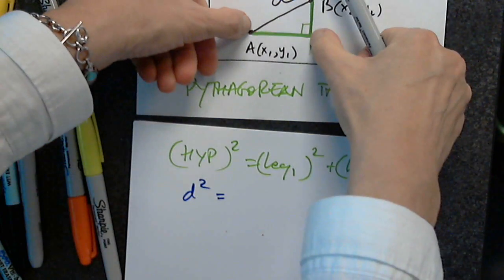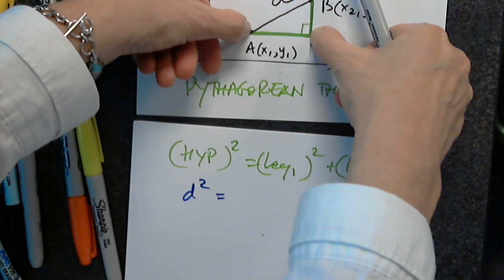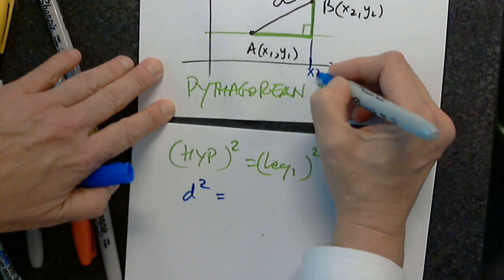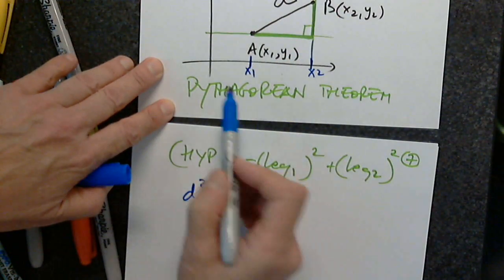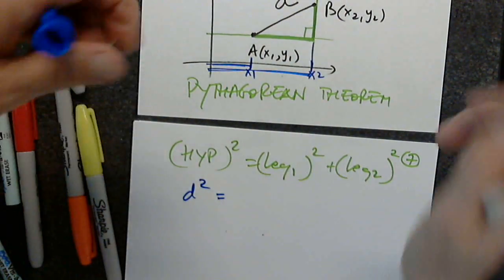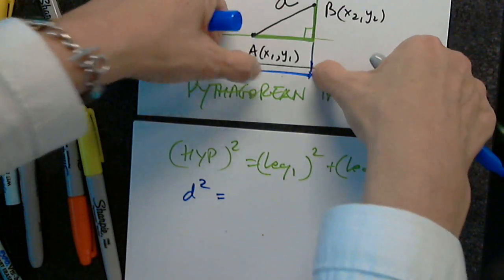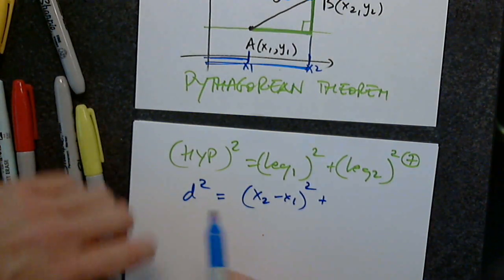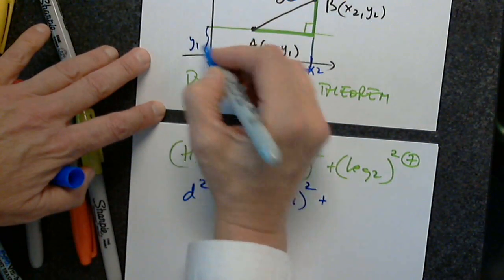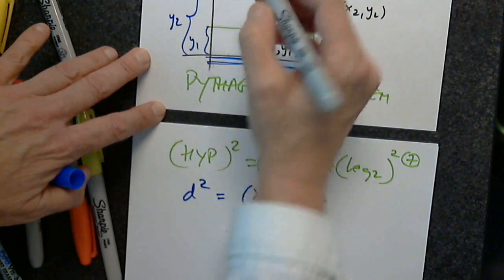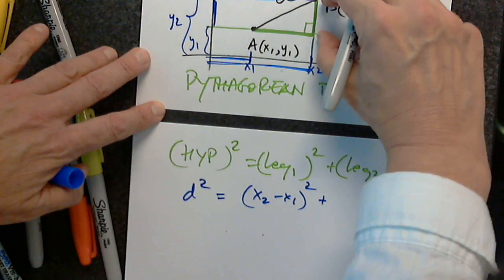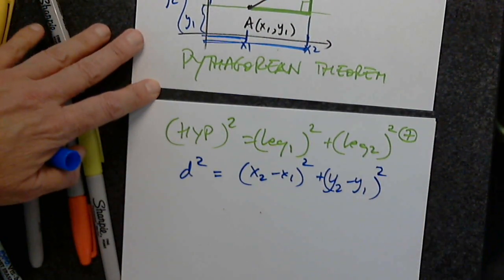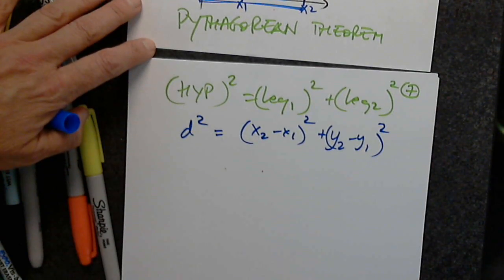But now, is there any way I can measure this? So I know that this is x2 right here, and this is x1. So this is x1 and this is x2. So how much is this? Very good. Plus, in the same way, this is y1 and this is y2. I need to determine this length. How much is that? Very good. So this is the equation of the distance.